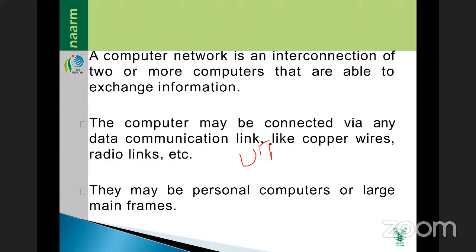UTP. Okay, UTP. Untwisted pair cables. Twisted pair cable. UTP cables. That UTP cable is required for connecting. So one LAN wire will be there. We are connecting the LAN wires. So that is called UTP cables.